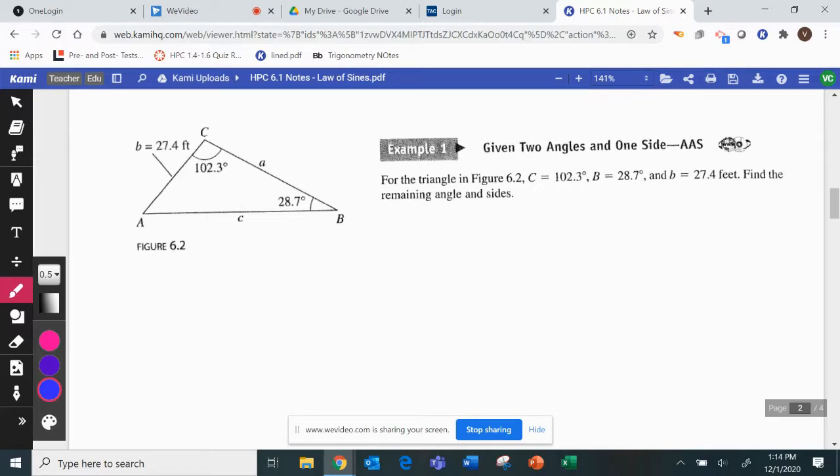Okay. So check your calculator and make sure it's in degree mode.